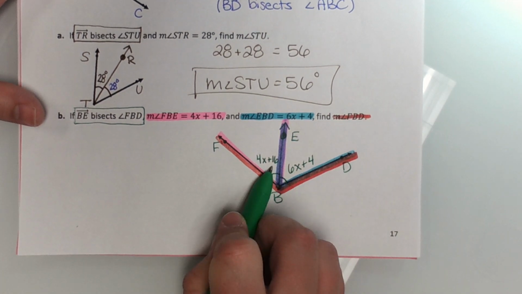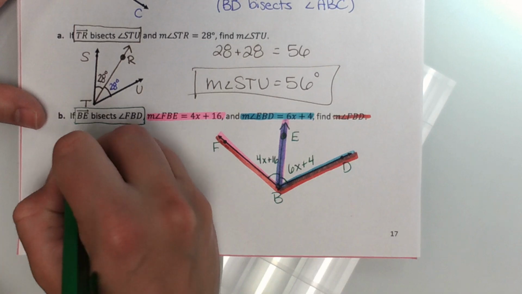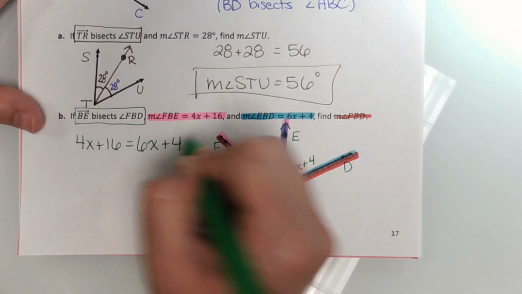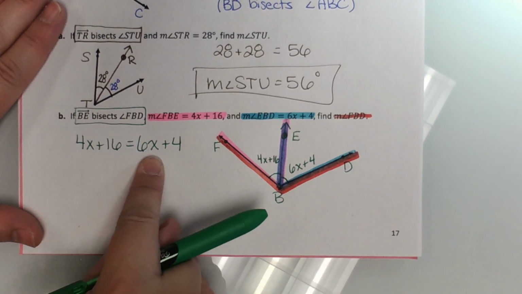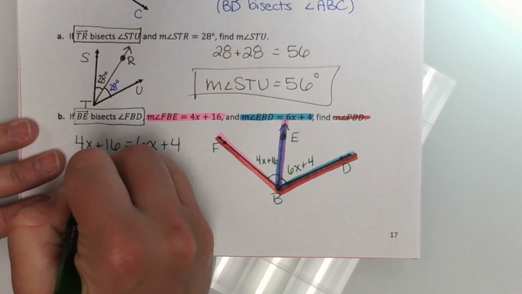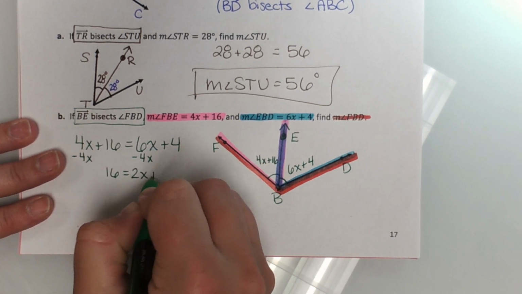What do you know about these two angles? They're congruent. Congruent's a fancy way of saying they are equal. 4x plus 16 is equal to 6x plus 4. If I have x on opposite sides of the equal sign, am I just combining like terms, or am I doing opposite operations? Opposite operations. Subtract the 4x. 16 equals 2x plus 4.